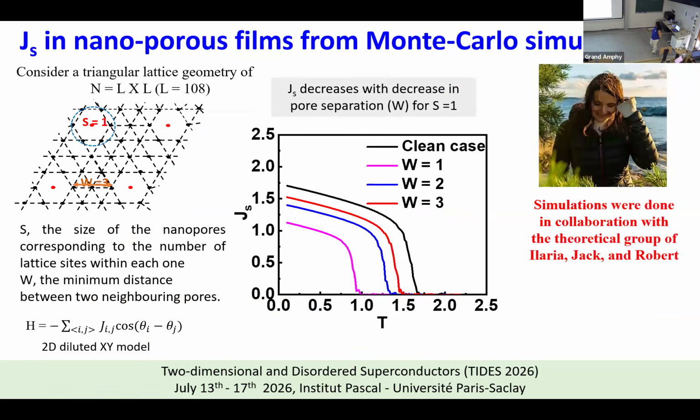The simulations were done by Ilaria, Jack and Robert. They took a triangular lattice and used the 2D dilute 2D XY model, and they simulated the nanopores by removing sites. S equal to 1 is where one of the sites has been removed, and W is the spacing between the nanopores. In their simulations they also see a decrease in JS compared to the clean case, and this is what the nanopores are giving.